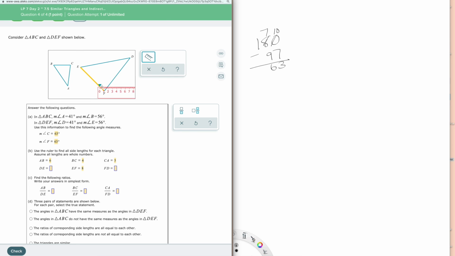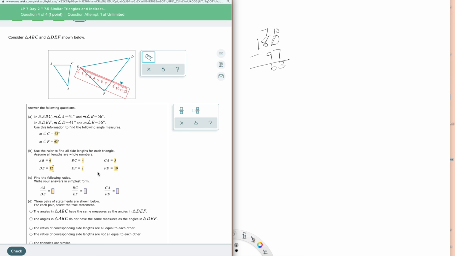And FD looks like 10 and 12. So FD was 10 and this guy looks like 12. DE is 12. Yes, okay. I just want to make sure I typed those in right. All right, so here are all the side measurements, going through and using that ruler.